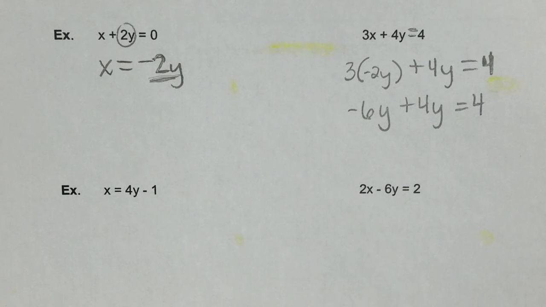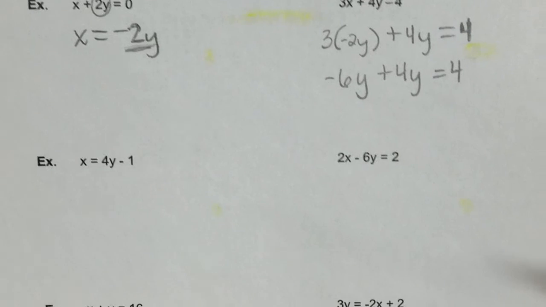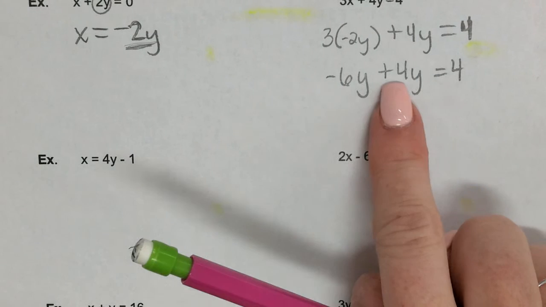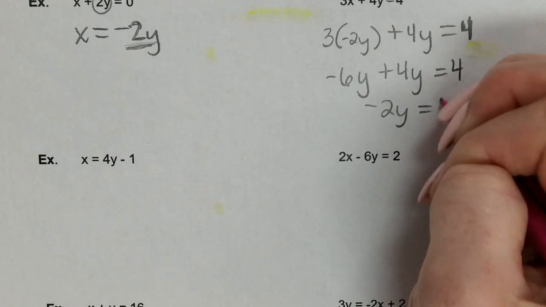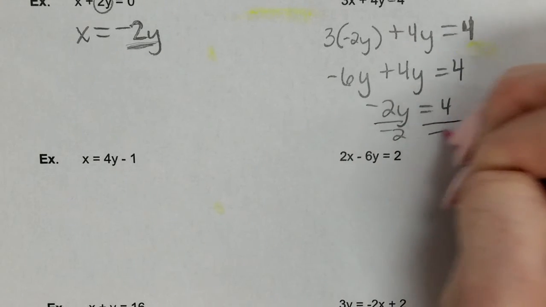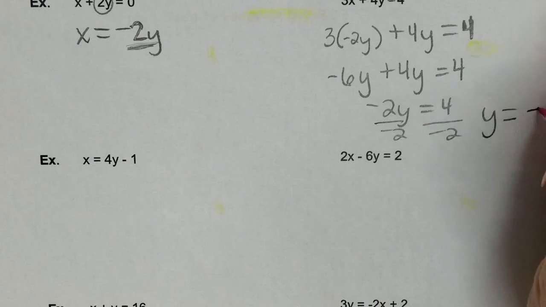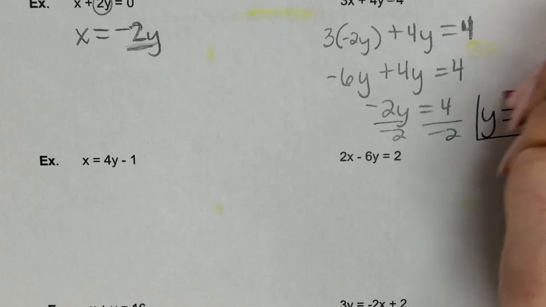This is where if you're not good at equations, you are going to struggle. This is all moving stuff around, combining and moving. Negative 6 plus 4 is? Negative 2y equals 4, and then divide by negative 2, and you get y equals negative 2. I'm going to circle it.